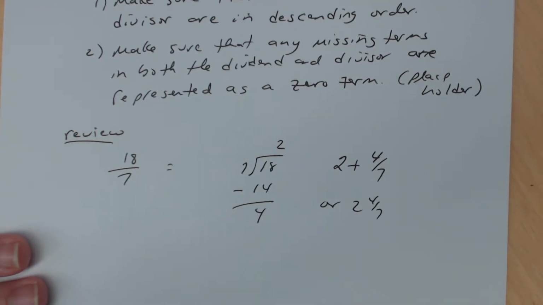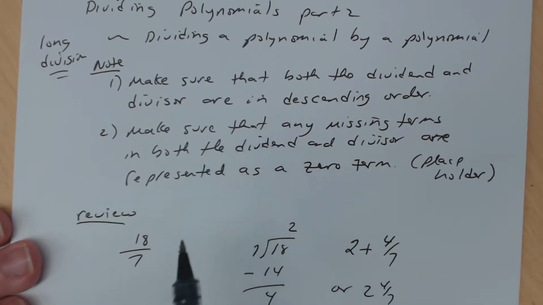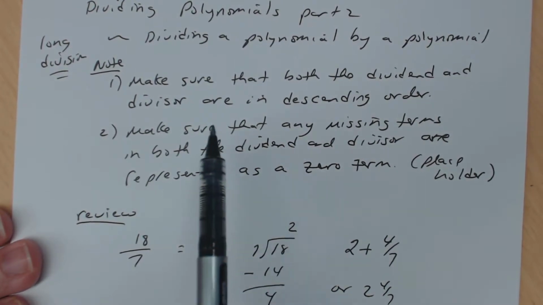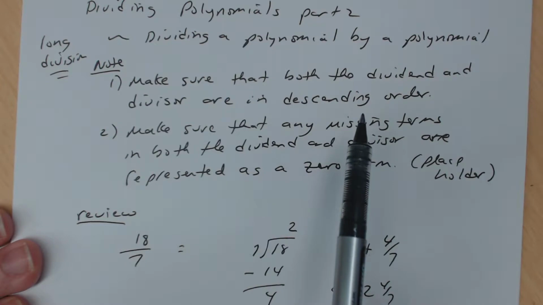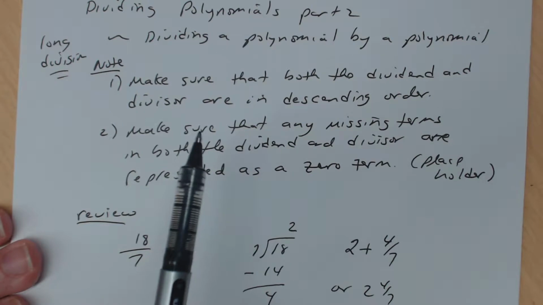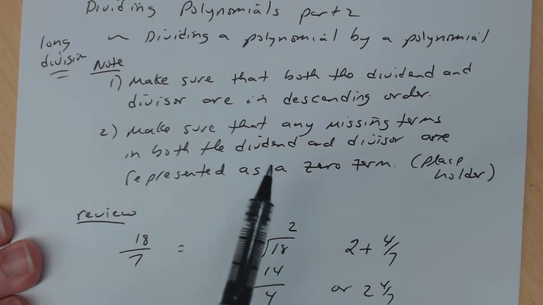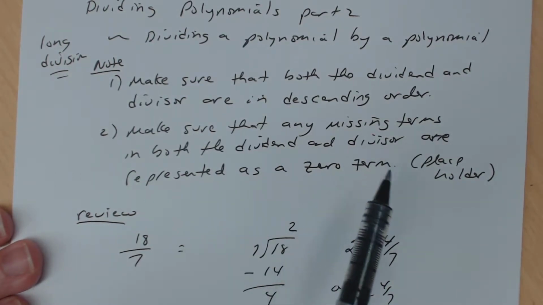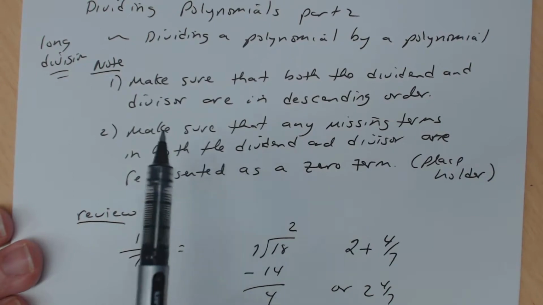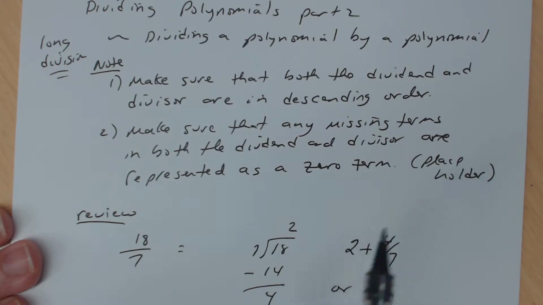Okay? Alright, now, a couple of things you've got to make sure of. When you do long division, your dividend and your divisor, make sure that they are in descending order. Remember, descending order means to go from largest exponent to your smallest. And then also make sure that if there are any missing terms, that you represent them as a zero term. That's going to be in the next lesson. This second note is to be used as a placeholder. Okay? Alright, so let's look at some examples.